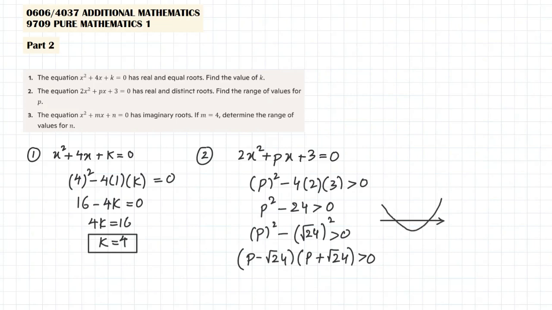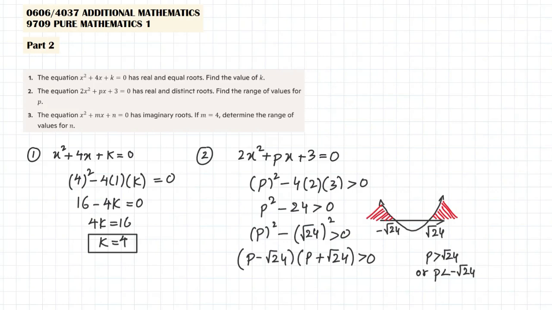This will be, one of the roots is going to be negative root 24, and the other is going to be positive root 24. Since it's greater than 0, the region which is required is this one and this one. If you have problems solving quadratic inequalities, you can check my video on that. I'll share the link in the description, right? Okay, so the answers are going to be p greater than root 24, or p should be less than minus root 24. These are the required range of values of p.